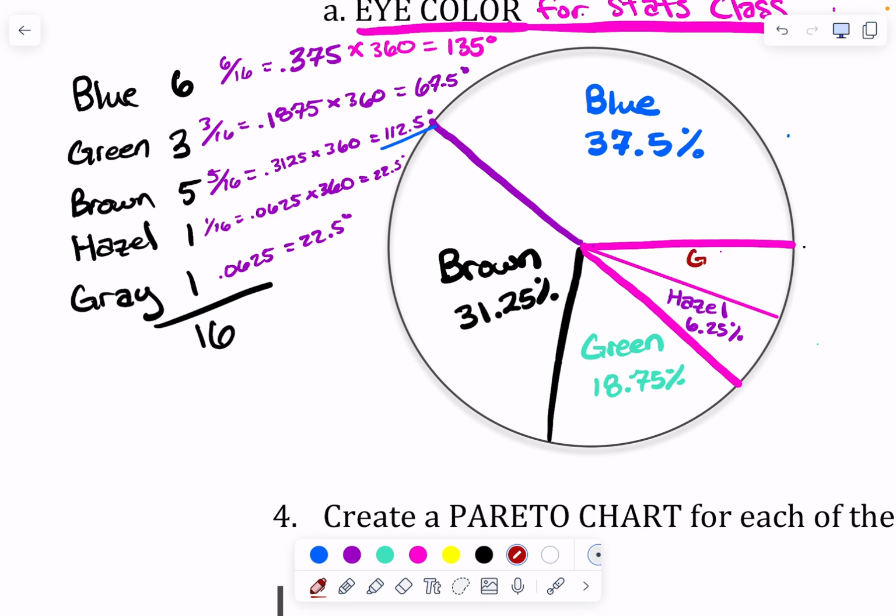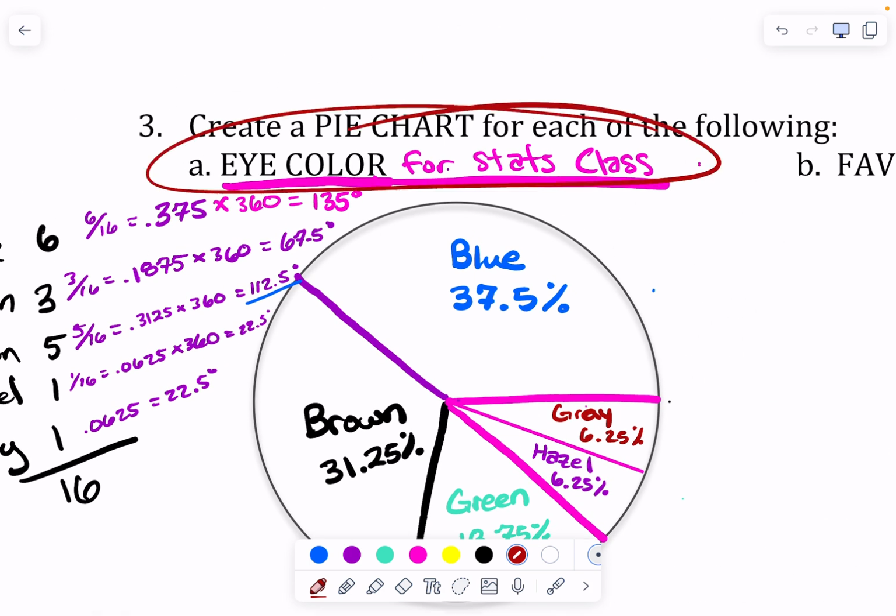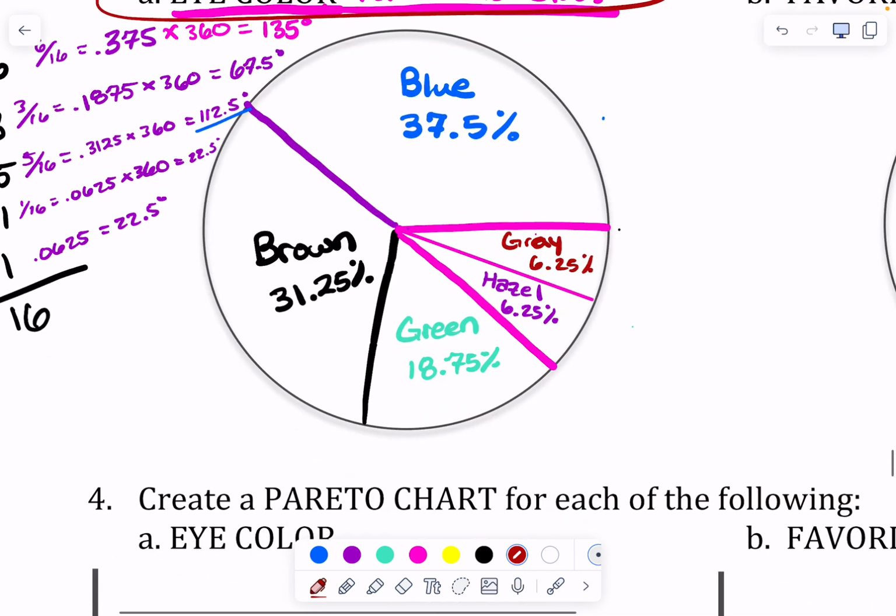Gray is 6.25% as well. Okay, and I have my heading. I colored for stats class. There it is. A nice visual that is adding to my data.